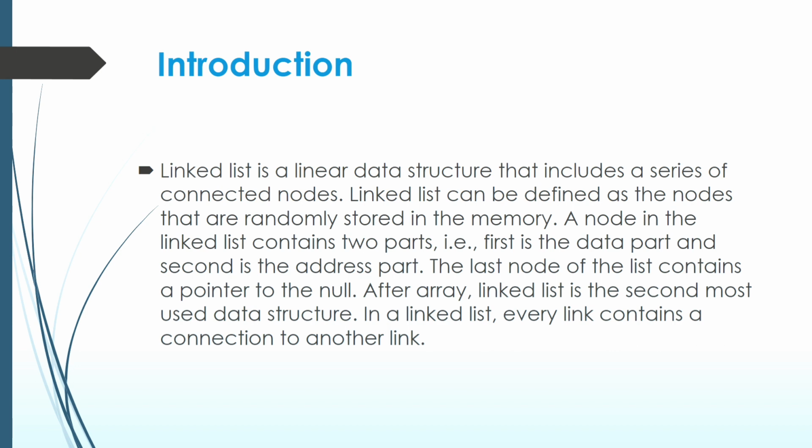Linked list is a linear data structure that includes a series of connected nodes. Linked list can be defined as the nodes that are randomly stored in the memory. A node in the linked list contains two parts, that is, first is the data part and the second is the address part. The last node of the list contains a pointer to the null. After array, linked list is the second most used data structure. In a linked list, every link contains a connection to another link.